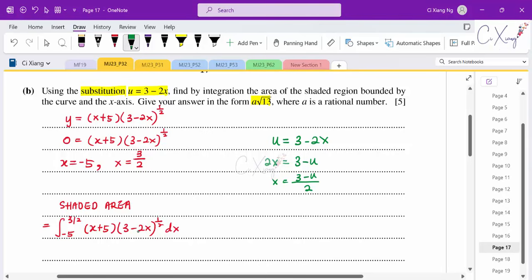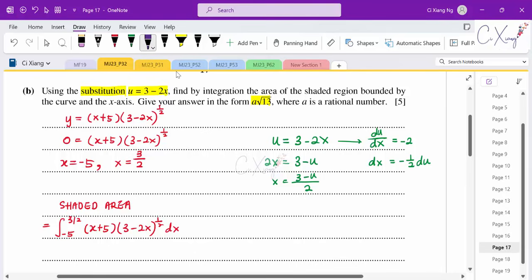Besides this, I also want to continue from here with differentiation. If I differentiate this equation, du/dx, I will get -2. Therefore, if I want to know what dx equals, dx will be equal to -1/2 du. So I have x in terms of u, and dx in terms of du.